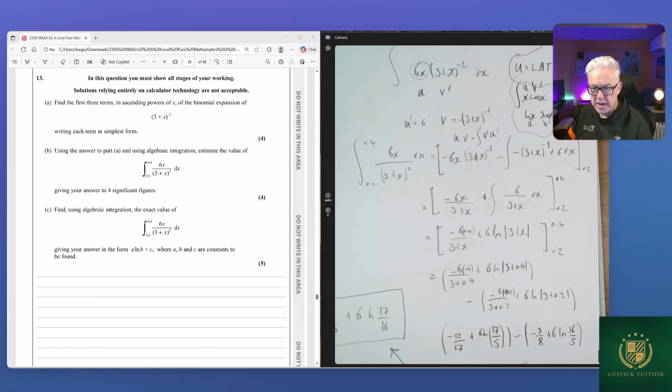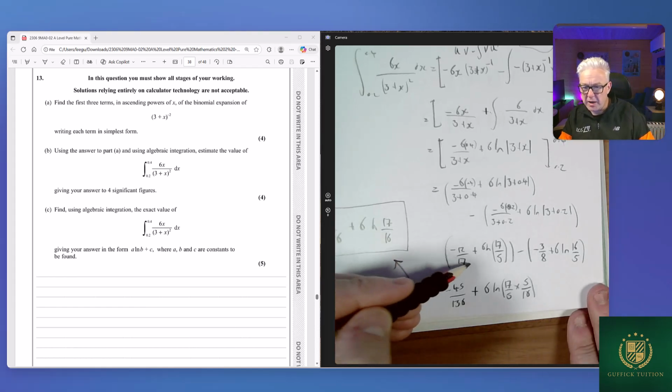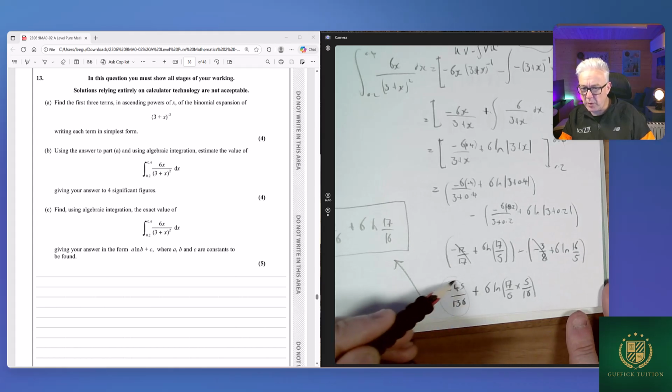Okay, so we're now in a position where we're ready to sub in our limits. So subbing in 0.4, subbing in 0.2, it boils down into these fractions, minus 12 over 17 plus 6 ln 17 over 5, and minus 3/8 minus 6 ln 16 over 5. So collecting like terms, that take plus that, because the minus and minus makes a plus, gives us that one.